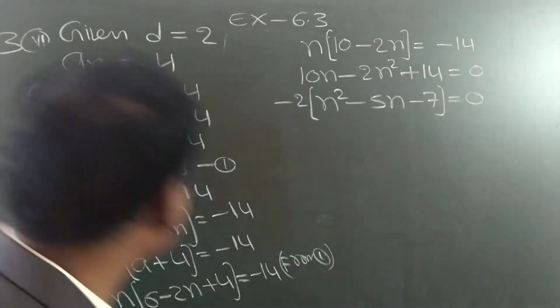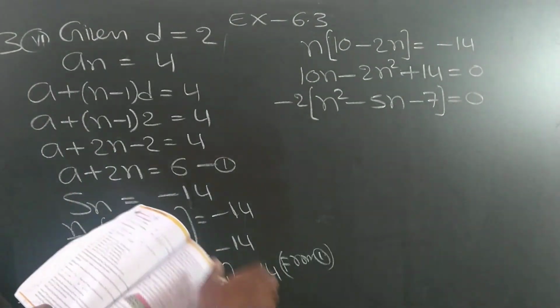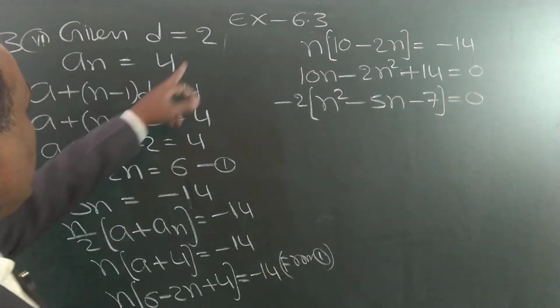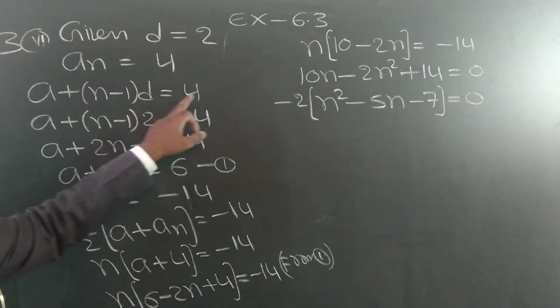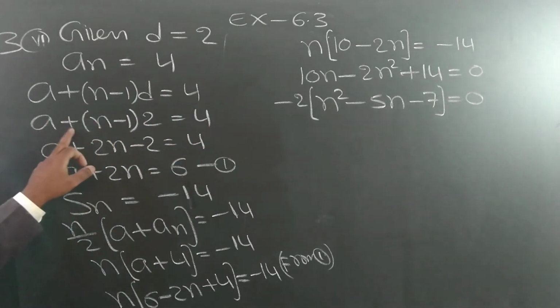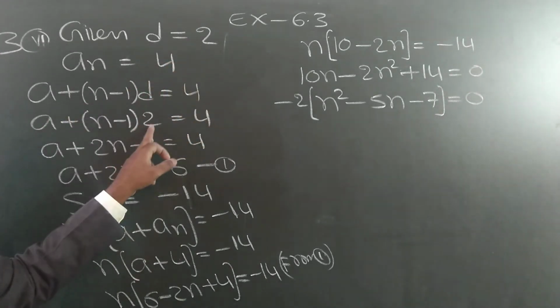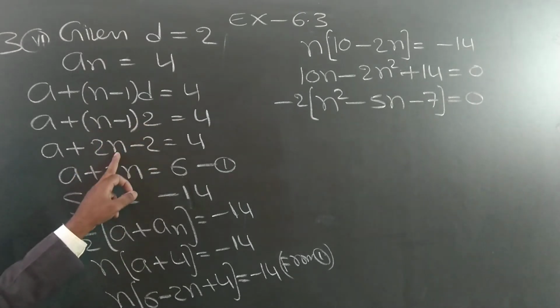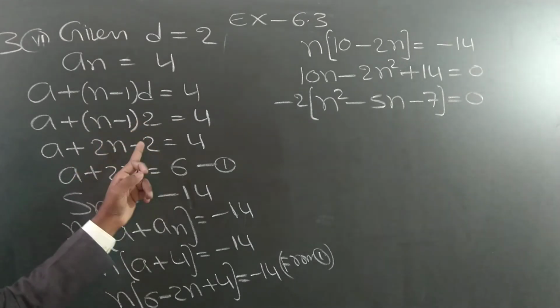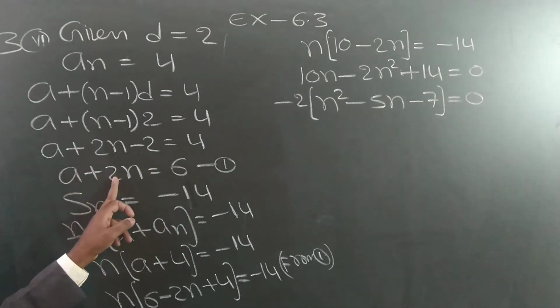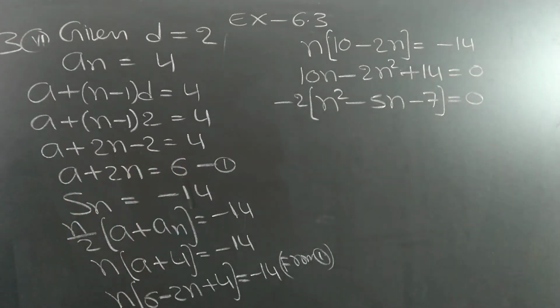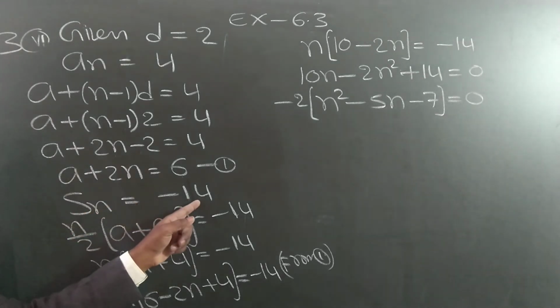So first, d is equal to 2 is given, and an is equal to 4. The formula for an is a plus n minus 1 into d, which is equal to 4. So a plus 2n minus 2 is 4, and taking minus 2 to that side, 4 plus 2 is 6. So a plus 2n is equal to 6. Over. D value is 2. Next, Sn is equal to minus 14.